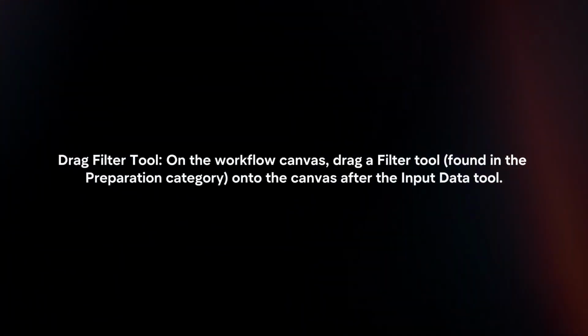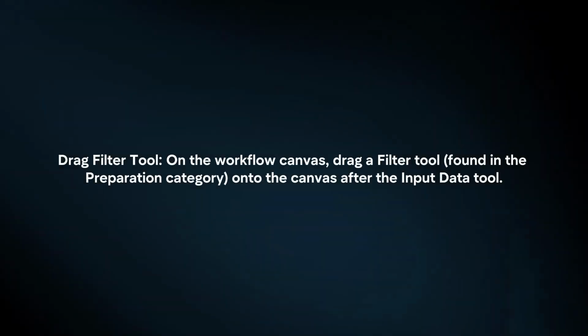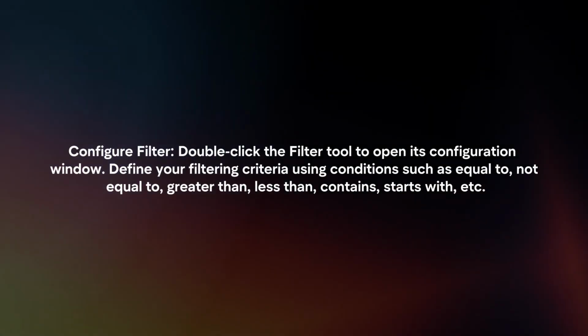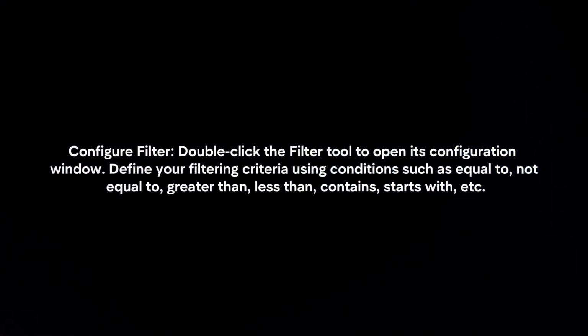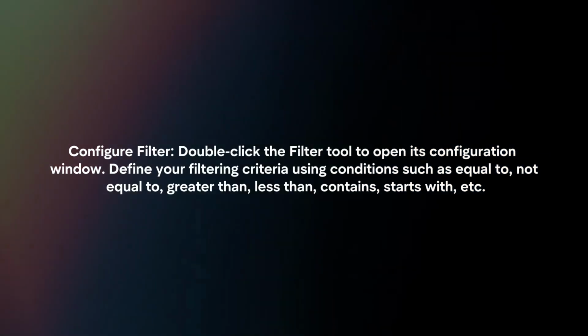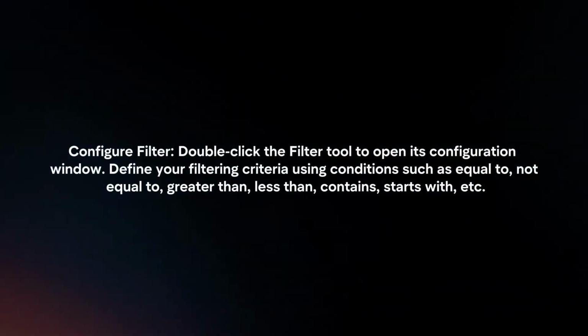Drag filter tool. On the workflow canvas, drag a filter tool onto the canvas after the input data tool. Configure filter. Double-click the filter tool to open its configuration window. Define your filtering criteria using conditions such as equal to, not equal to, greater than, less than, contains, starts with, etc.